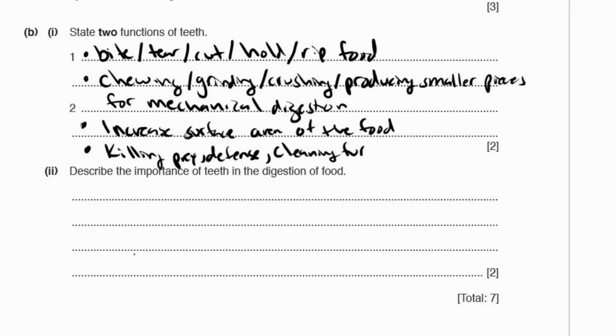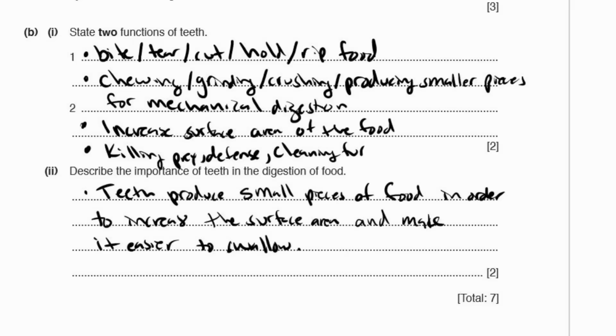And now you need to describe the importance of teeth in the digestion of food for two marks. So teeth create smaller pieces of food so that it can increase the surface area for chemical digestion, and to make it easier to swallow. So teeth produce small pieces of food in order to increase the surface area and make it easier to swallow.